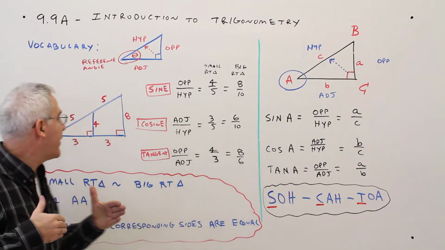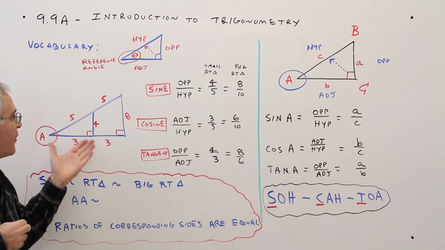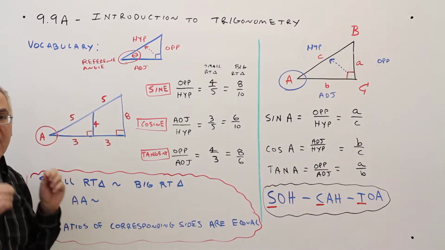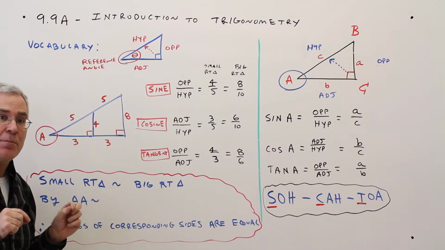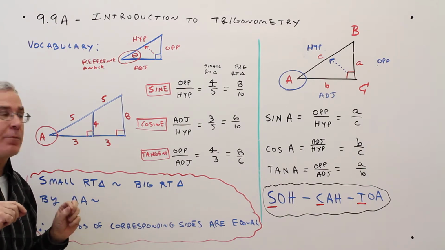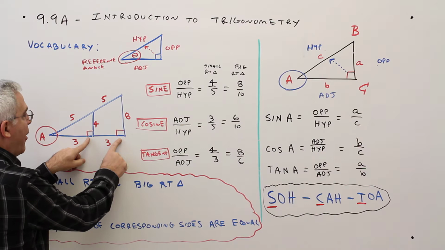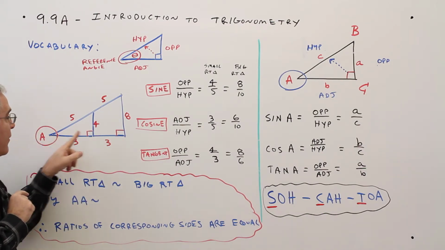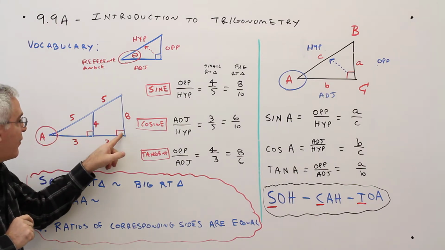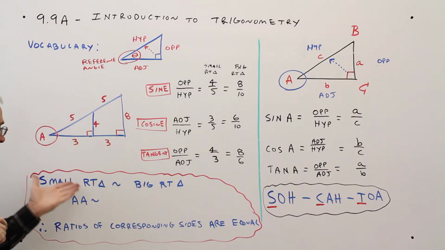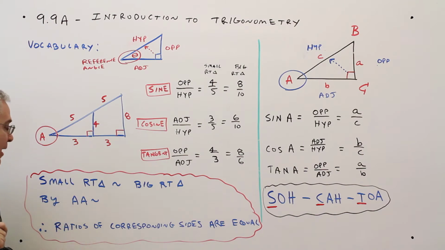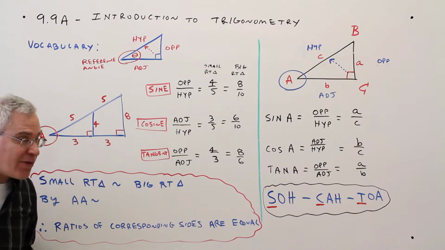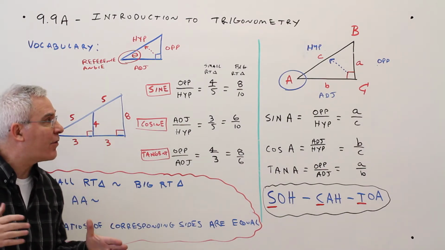Okay, now let's jump to this little diagram here. So notice I've got a big right triangle and a small right triangle. And these two triangles are similar by angle-angle similarity. Note, they both have a right angle, 90 degrees, and they both share angle A. So this angle and this angle is congruent to that angle and that angle. Once I've got similarity, then the ratios of corresponding sides are equal. And that's the whole basis for trigonometry.